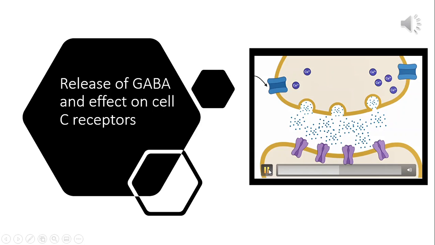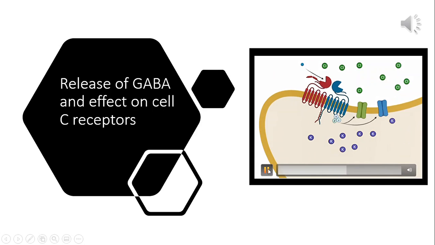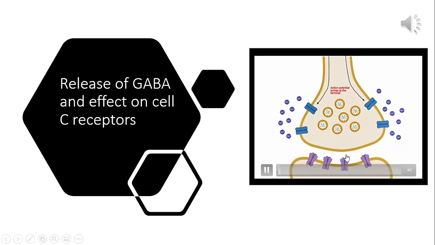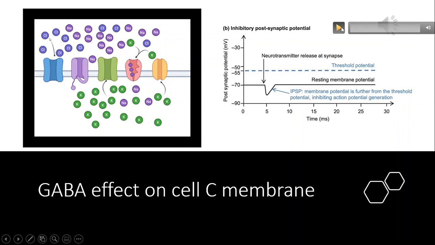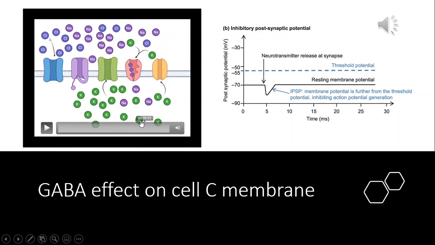GABA binds to GABA B receptors on neuron C. GABA B receptors are ligand-gated, and once GABA binds to them, they change shape to activate G proteins, which create a cascade, opening chlorine and potassium channels in the cell membrane of neuron C. Negatively charged chlorine flows into the cell, and positively charged potassium flows out of the cell, hyperpolarizing the cell and pushing the membrane potential away from threshold.